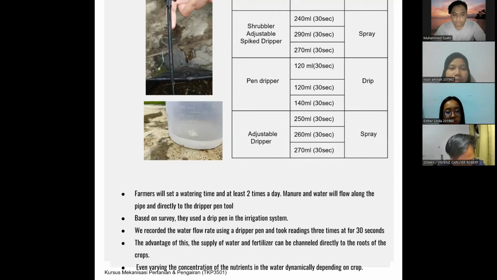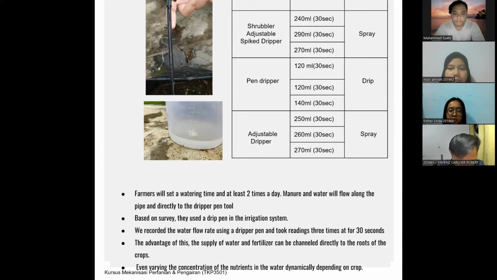So the first picture, we can see the irrigation frame. Among the components in the irrigation system, the first component is the dripper or emitter. And the dripper is a device installed at the end of the micro tube in which the fertilizer solution comes out to the base of the plant.